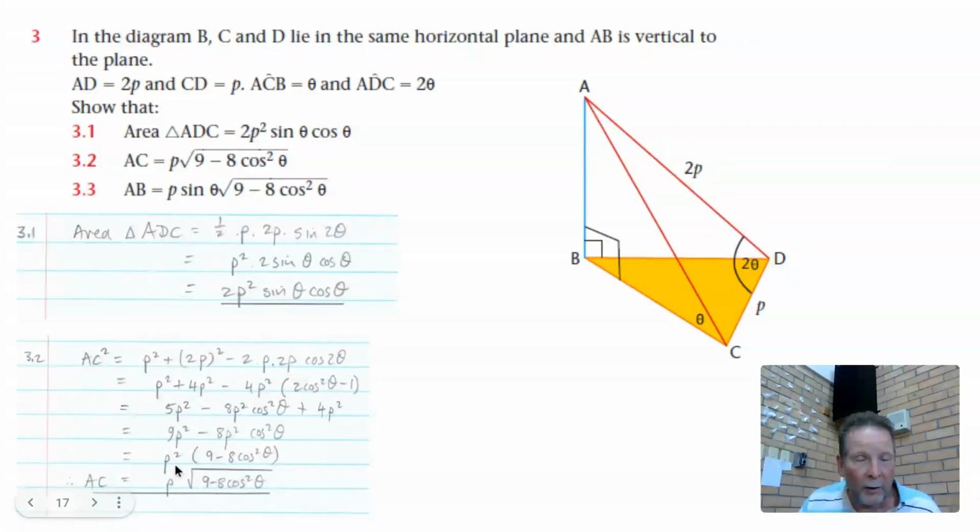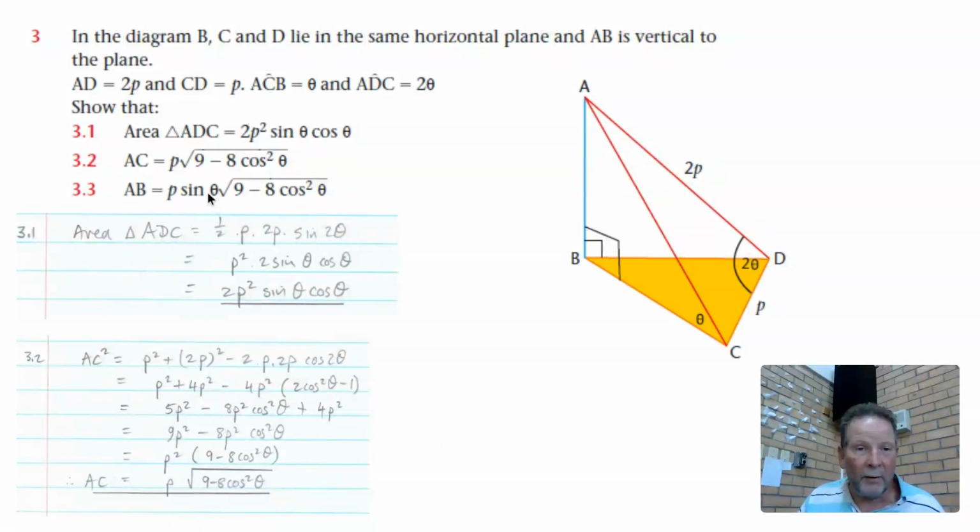Okay, now let's see, what do we have here? Well, p squared can go into the front. We can factor it out. And now it's time to take the square root. You take the square root, and what do you get? P, and you get the square root of, oh, look, it is 9 minus 8 cos squared theta. All done. Let's try the last question.